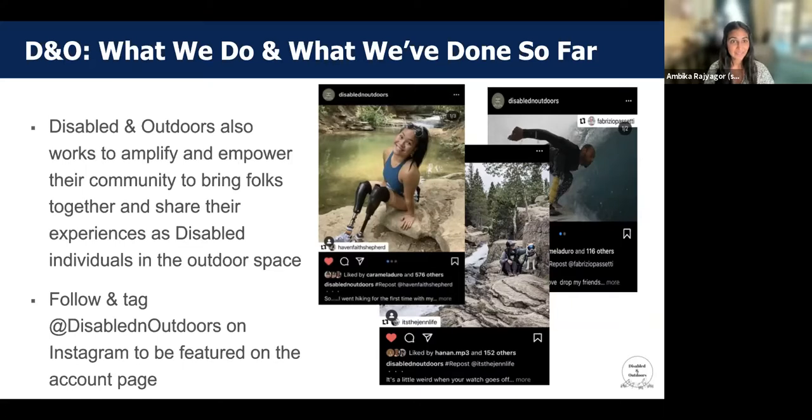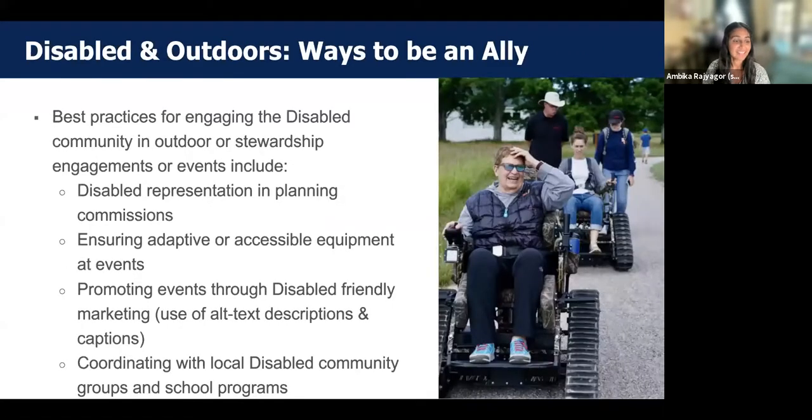Next slide, please. Disabled and Outdoors: ways to be an ally. So we've talked about barriers, what we do, and what we have so far, and now it's about going forward. What do we do? A huge part of that is allyship.